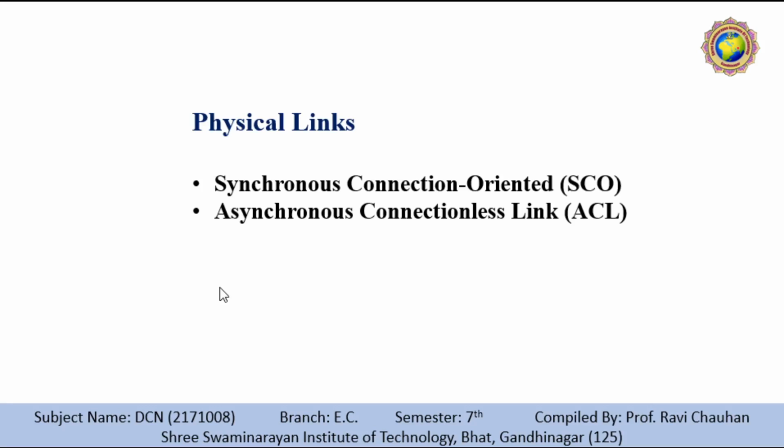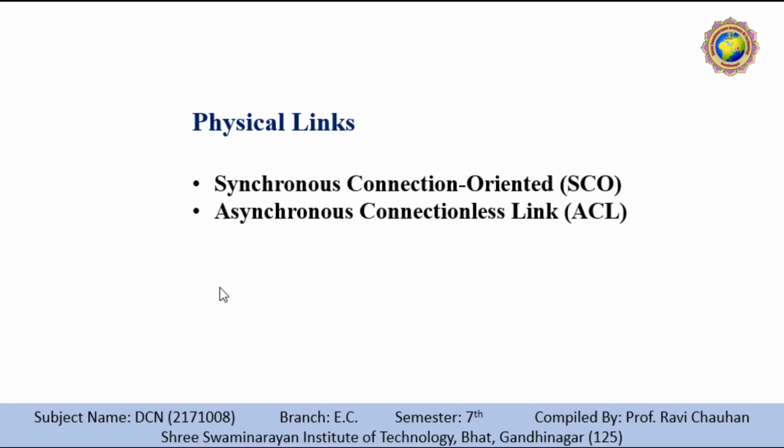SCO is used for real-time audio where avoiding a delay is all important. A secondary can create up to 3 SCO links with a primary, sending digitalized audio just like PCM at 64 kbps in each link.